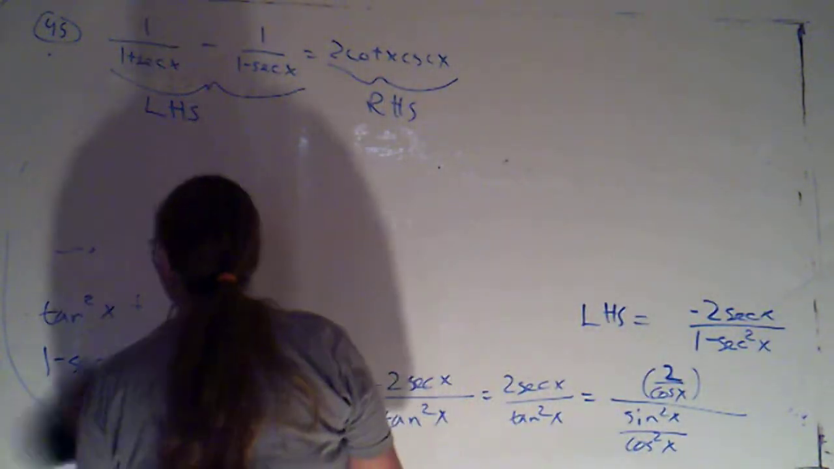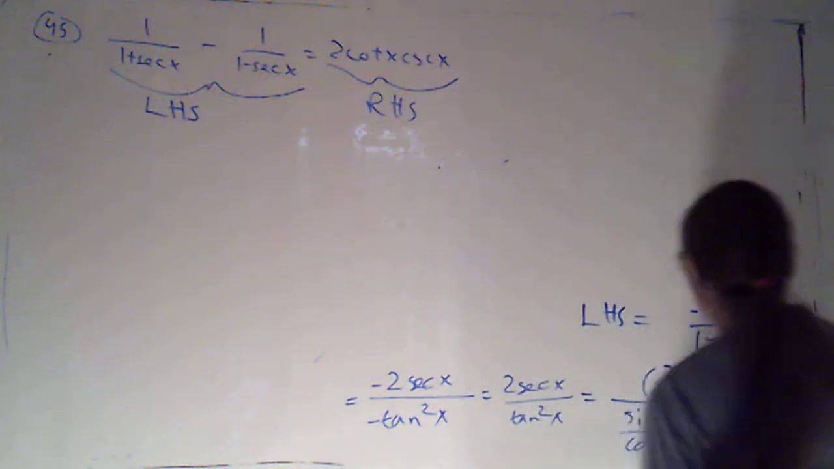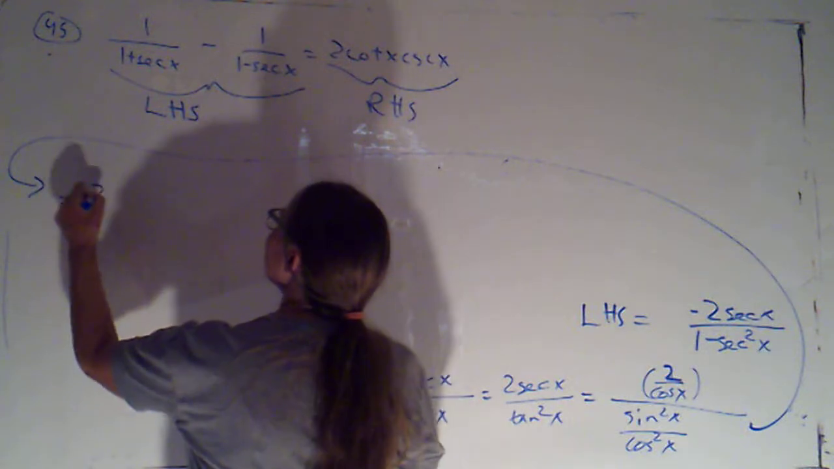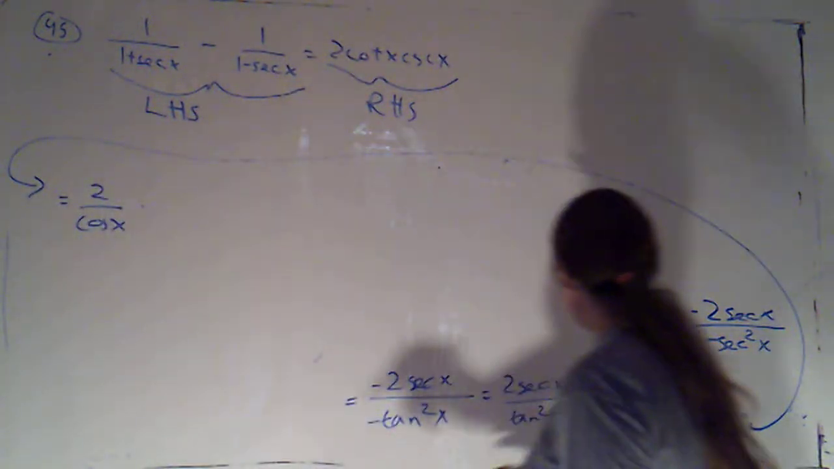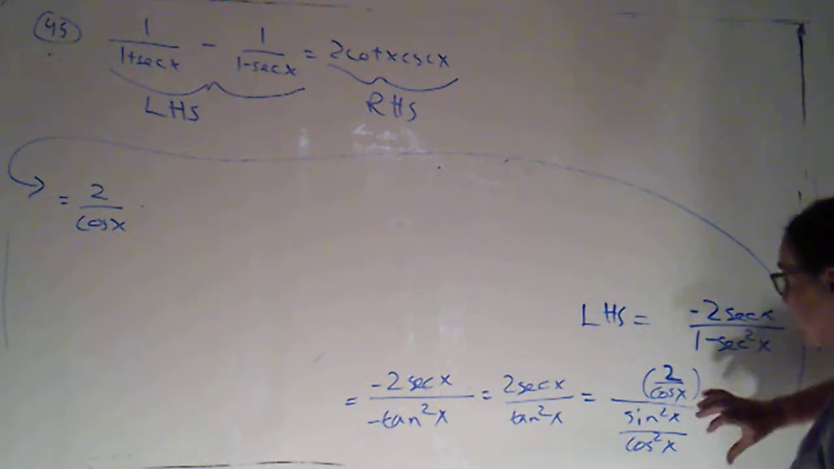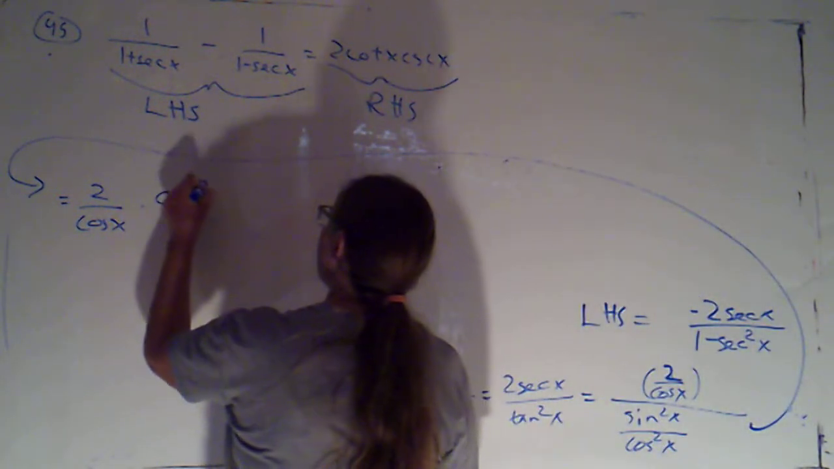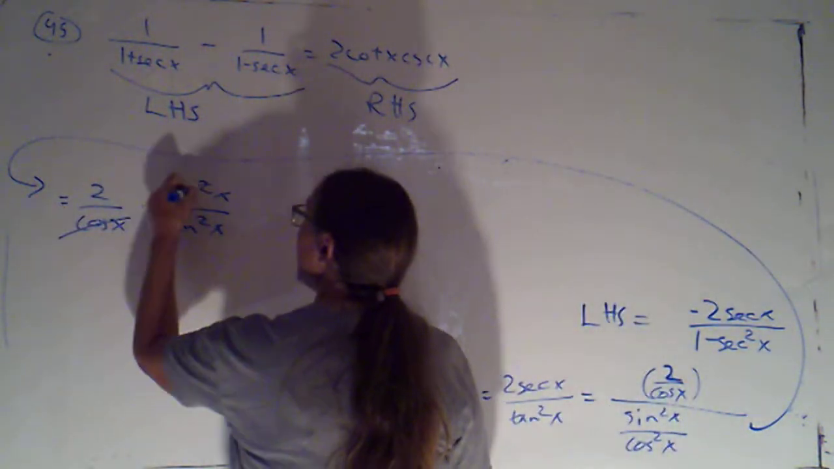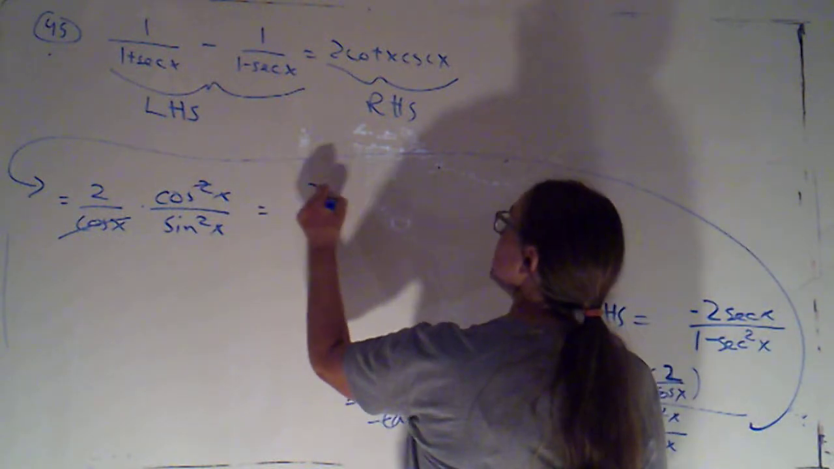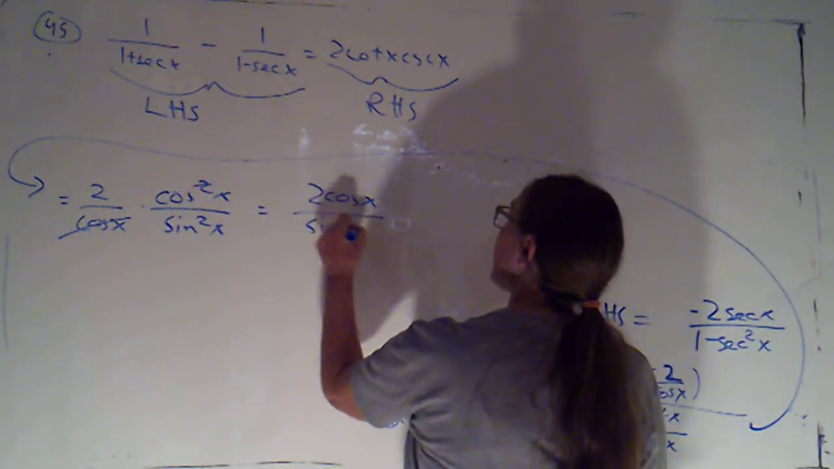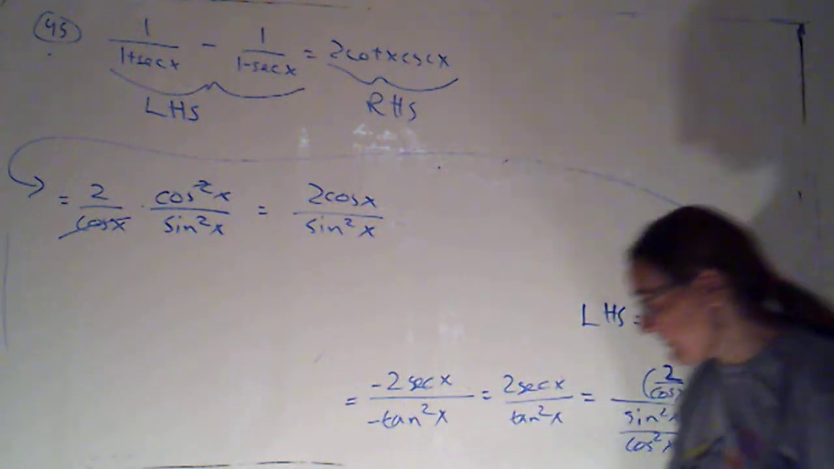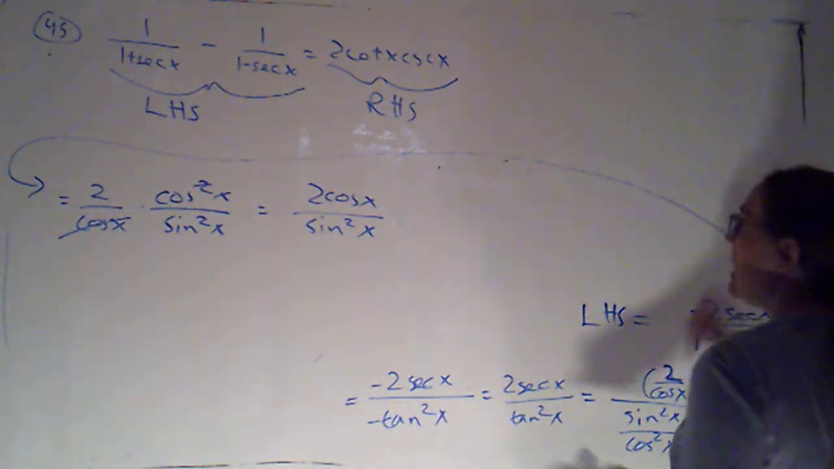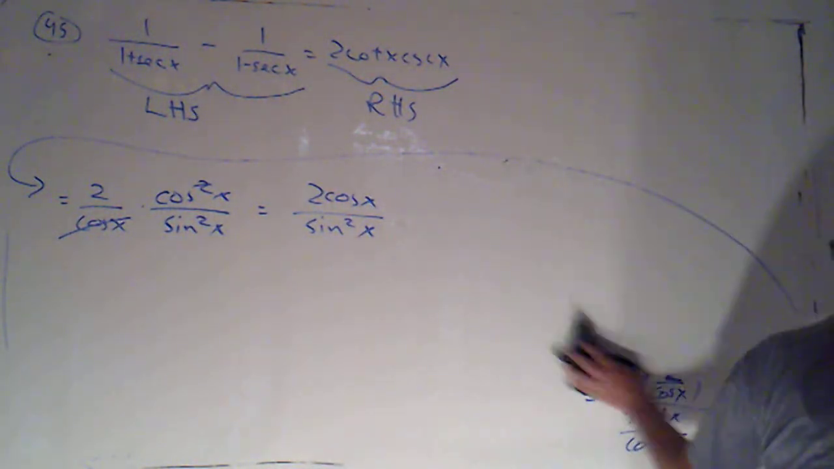Oh, I wish I had a big enough board to do an entire problem on one board. Okay, so all of this coming over here is equal to 2 over cosine x times, the way I divide by a fraction is to multiply by the reciprocal, so times cosine squared x over sine squared x. I can cancel one factor of cosine, and so I get 2 cosine x over sine squared x. That's how I've been able to simplify that left-hand side. Okay. All right. Excellent.